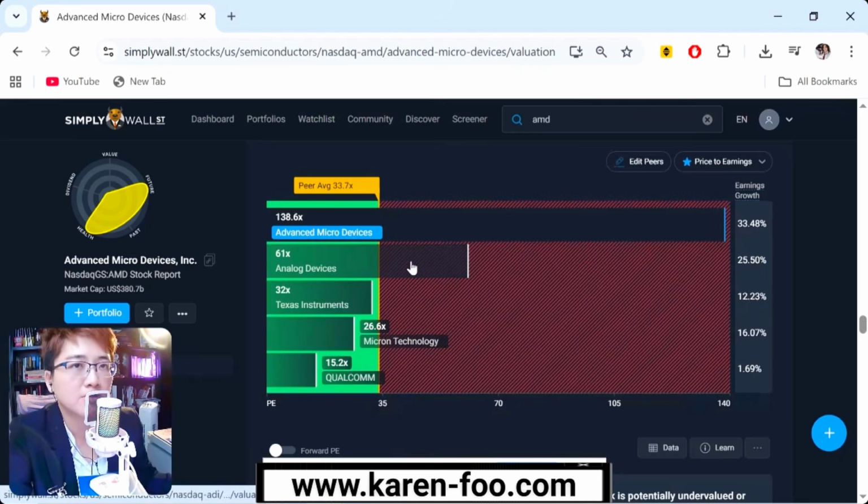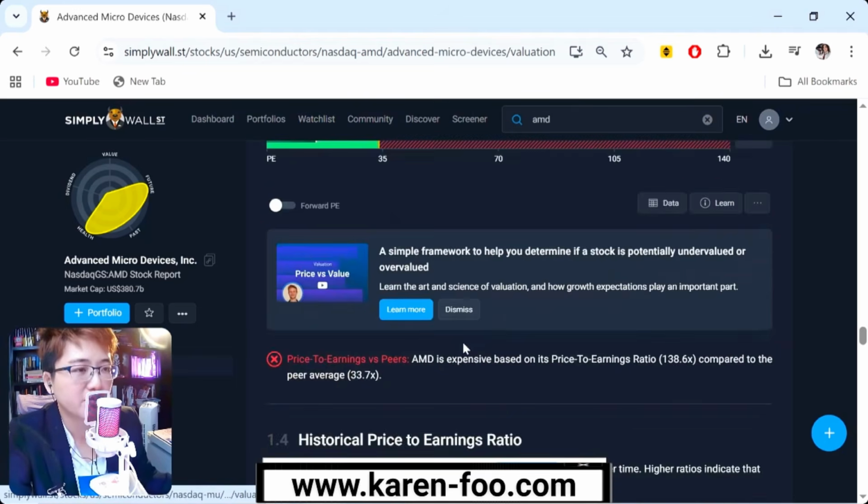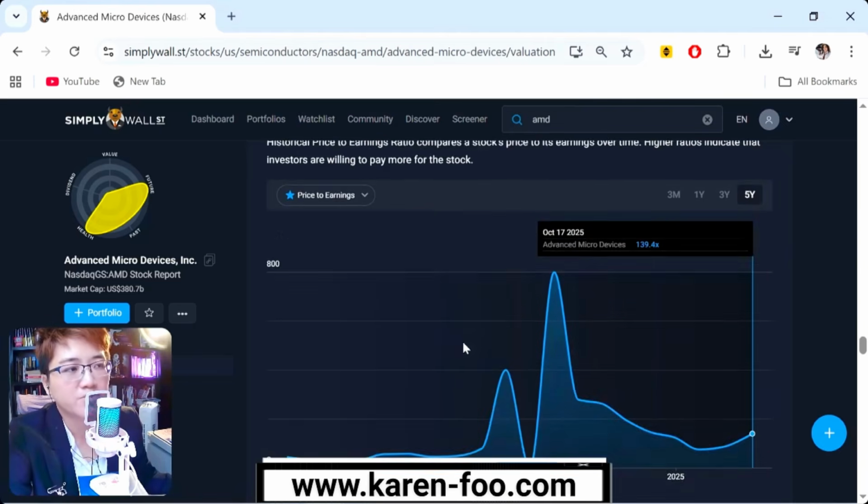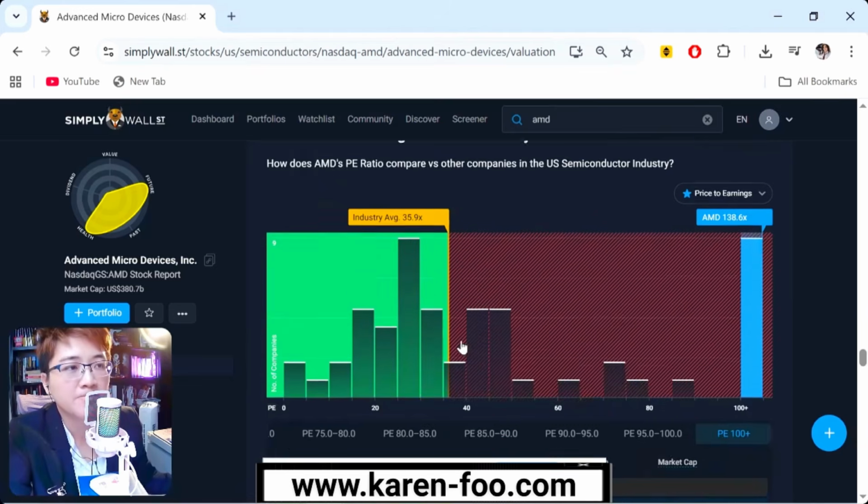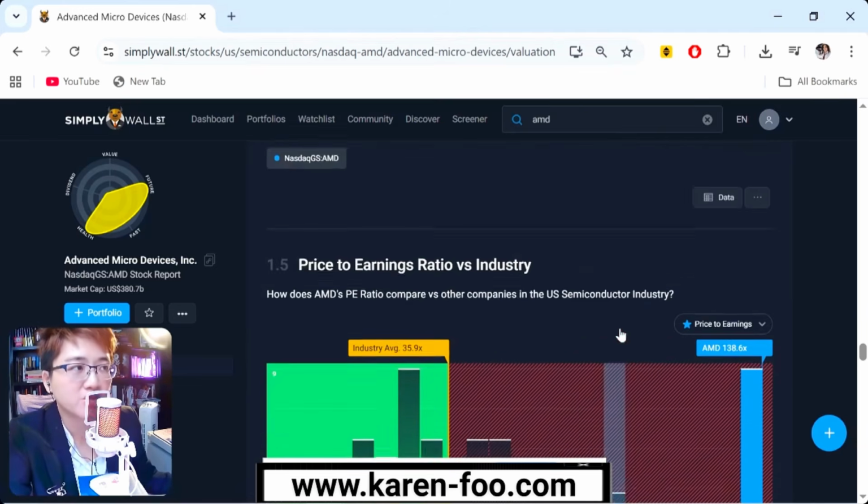Now, the cool thing about Simply Wall Street is that everything is presented to you in a graphical format, like an infographic. I think a lot of people would prefer to look at pictures. So it's very user friendly. See, everything is presented visually.